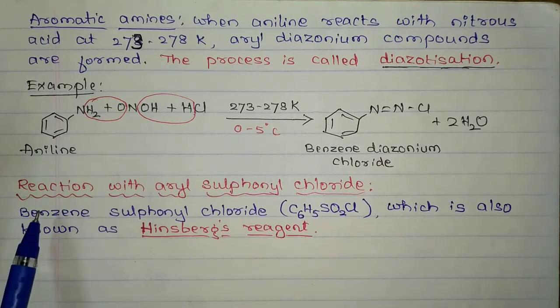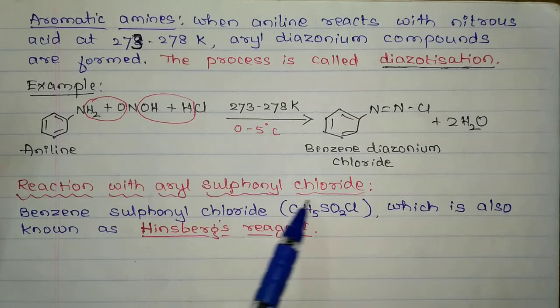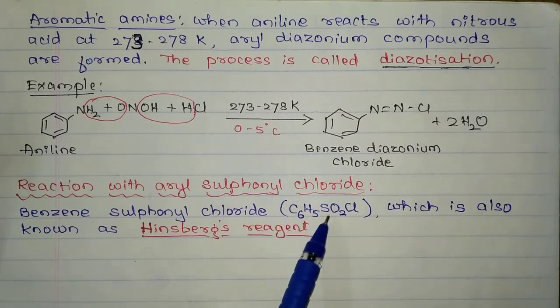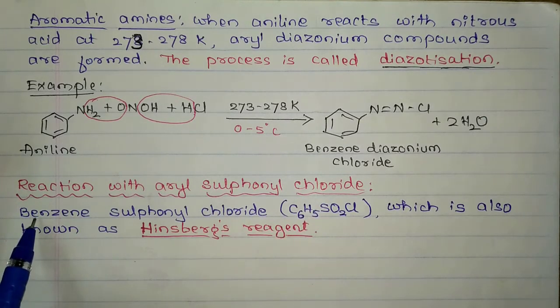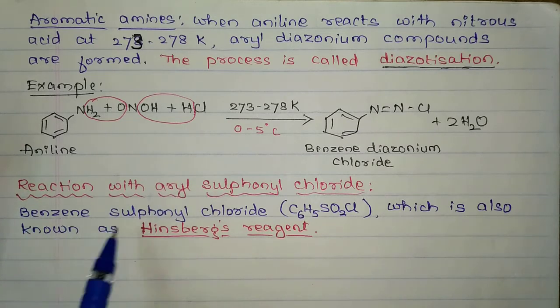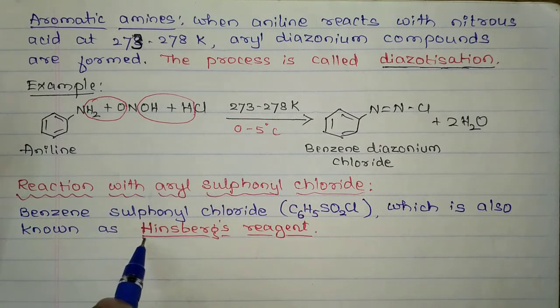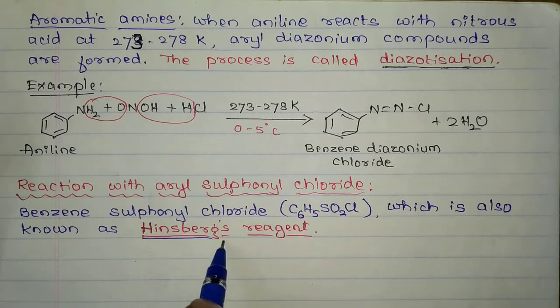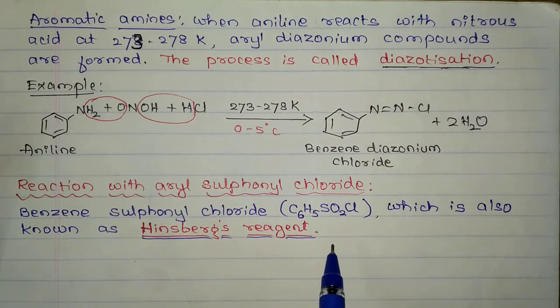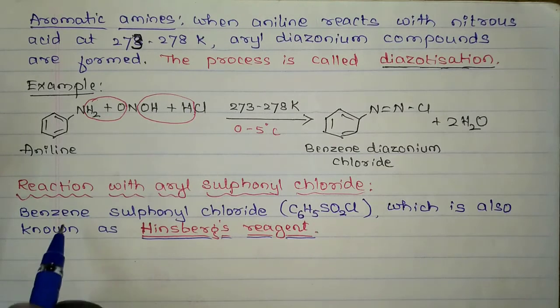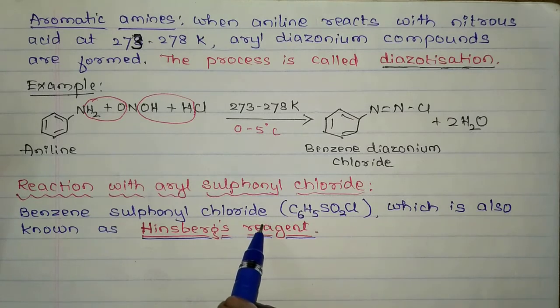Next, the reaction of amines with aryl sulfonyl chloride. Benzene sulfonyl chloride is also known as Hinsberg's reagent. Now let us see the reaction of Hinsberg's reagent, or benzene sulfonyl chloride, with primary amines, secondary amines as well as tertiary amines.